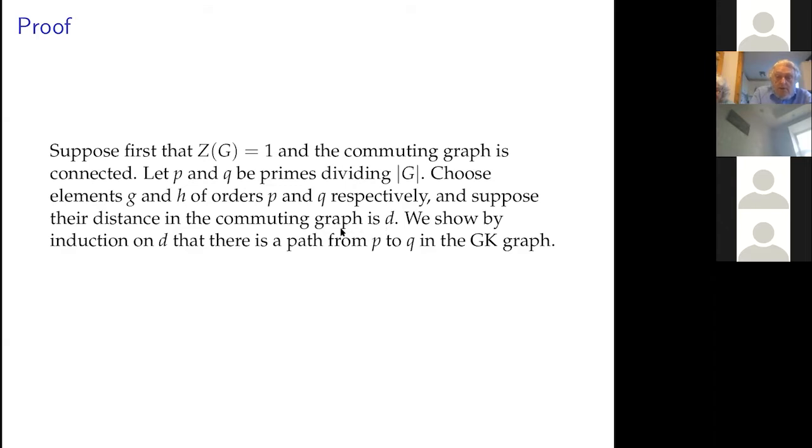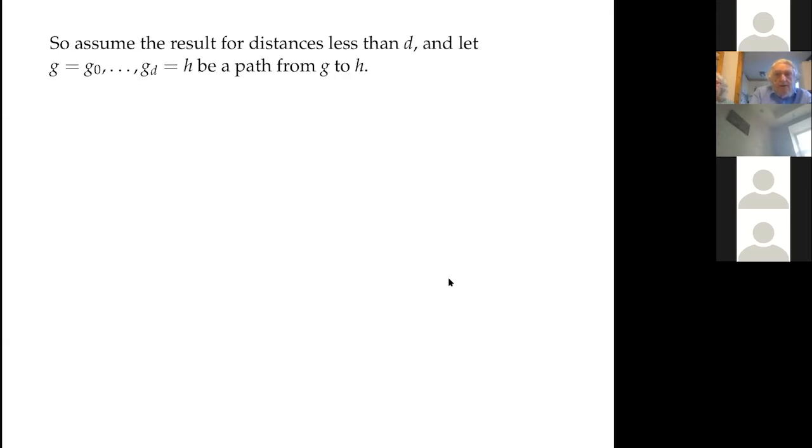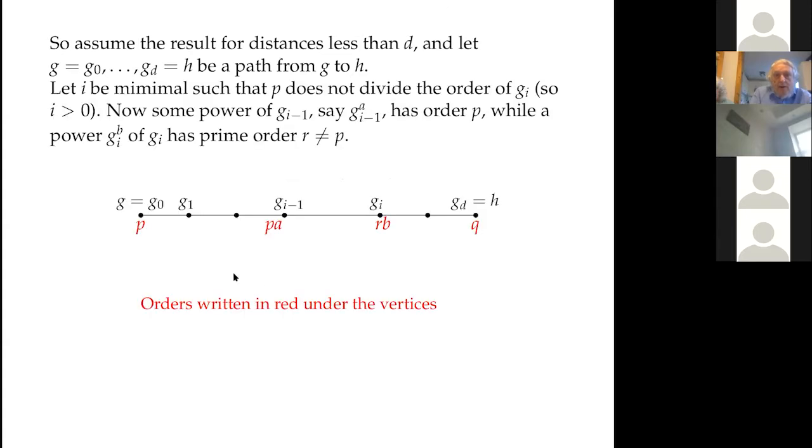We're going to use induction on D. If D is equal to 1, then these two elements are actually joined in the commuting graph, so they commute, so their product has order PQ, and that shows that P is joined to Q. So let's assume the result for distances less than D, take a path from G to H, here it is, and I've written underneath the orders of the elements along the path.